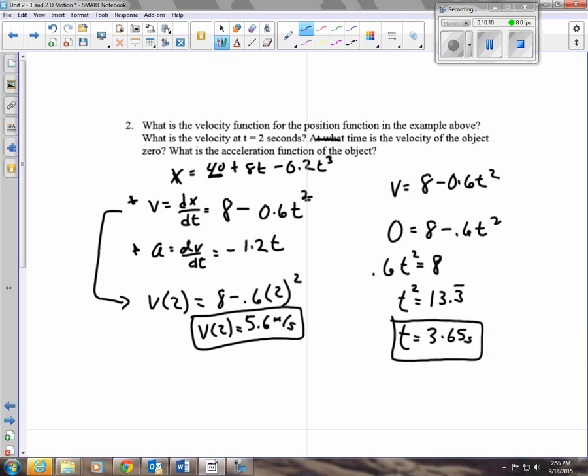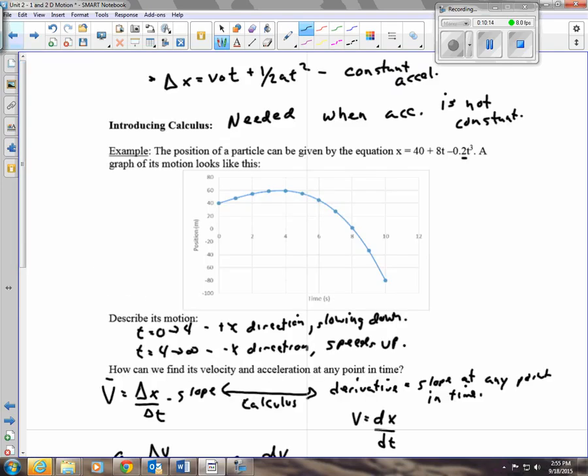Now, if we look back at our graph back here, we said it was about 4. It turns out it's going to be at 3.65, so maybe right about there, where the velocity is 0.